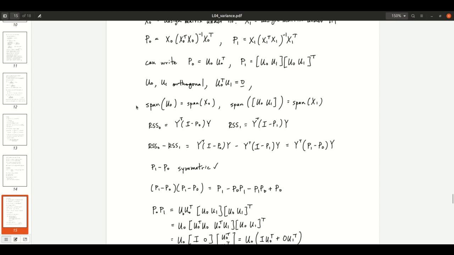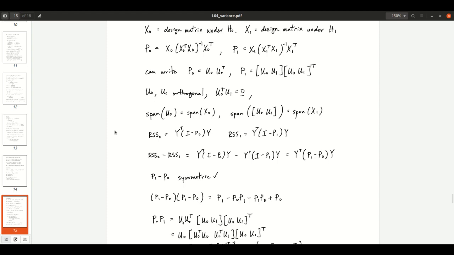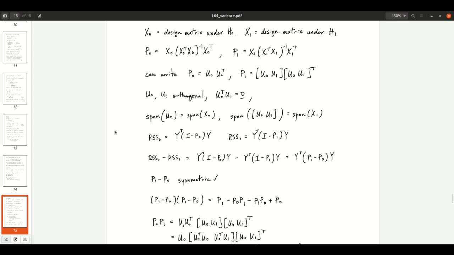As we said before, this is constructed so that the span of U0 is the same as the span of X0, and the span of this augmented matrix [U0, U1] is the same as the span of X1. Now, just to dive back in for a second, what we're interested in is learning about the distribution of RSS0 minus RSS1. RSS0 is the sum of squared residuals for the reduced model, and we can write it in this form. RSS1 you can write like this in terms of P1.